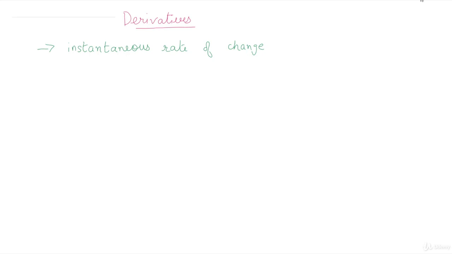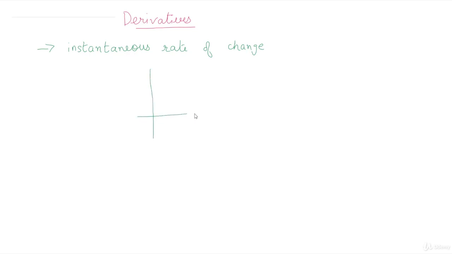So let us first have a basic introduction. What exactly is a derivative? A derivative is the instantaneous rate of change of a quantity. In mathematical terms, we can say it is the amount by which a function changes at a particular point. So let's first make it a little more clear with a basic example.